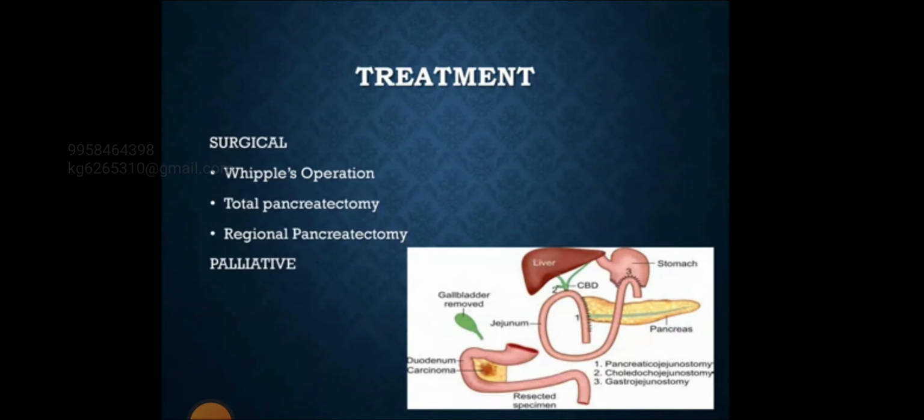Other operations are also told, like total pancreatectomy and regional pancreatectomy. Those are the surgical operations. Then palliative surgery is also told. Palliative means there will be pain associated with the tumor, and the tumor associated pain should be relieved. Then biliary obstruction and infection also have to be relieved. So these three are the palliative surgery. The main surgeries are directed at the disease as such: Whipple's operation, total pancreatectomy, and regional pancreatectomy are the procedures.